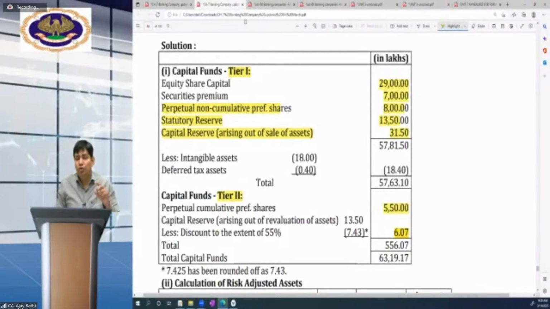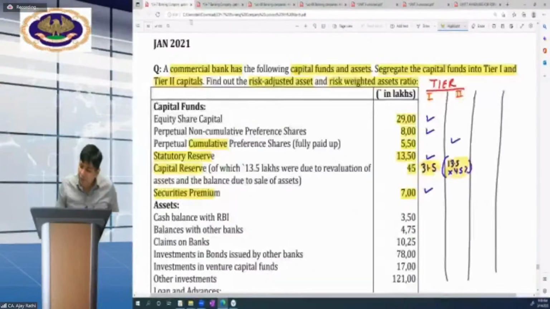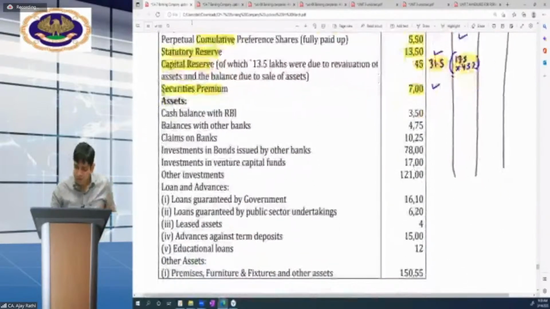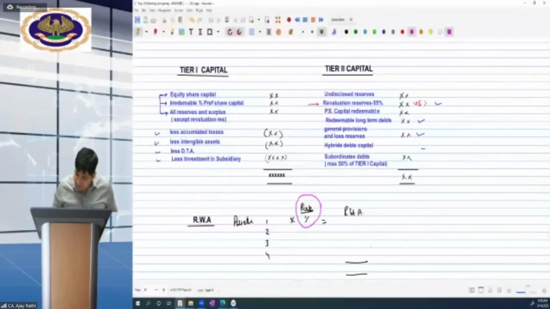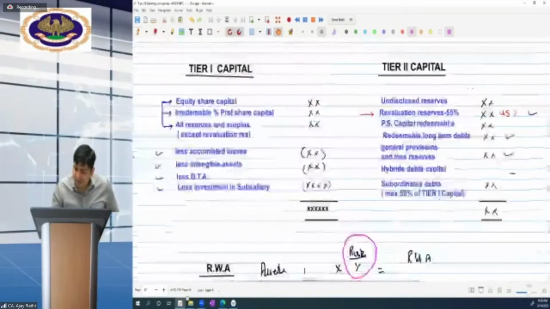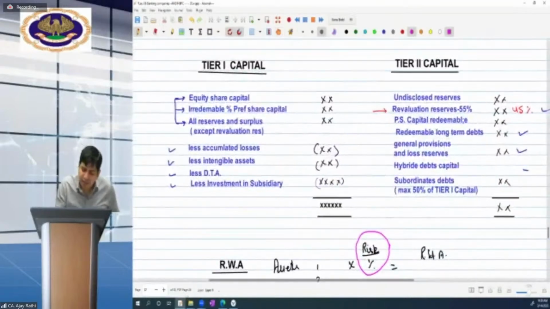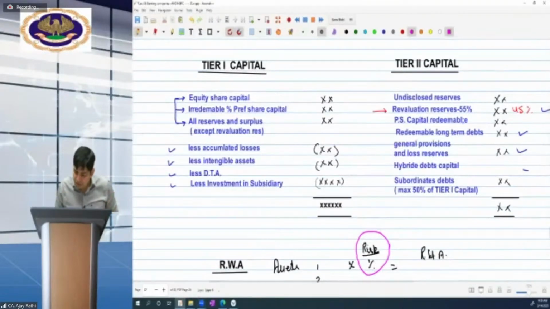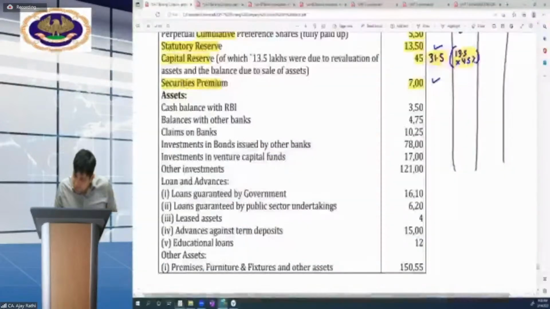Now you have to reduce the amount that has gone to these things, whatever we have learned here, whatever amount has been invested by the bank in this way. If there is any accumulated loss, then that amount is not available to compensate the loss. Yes, intangible assets, DTA or subsidy. Now see, beta, see.